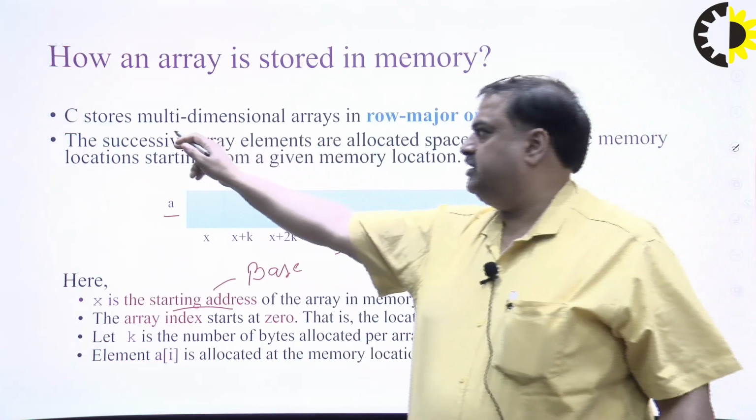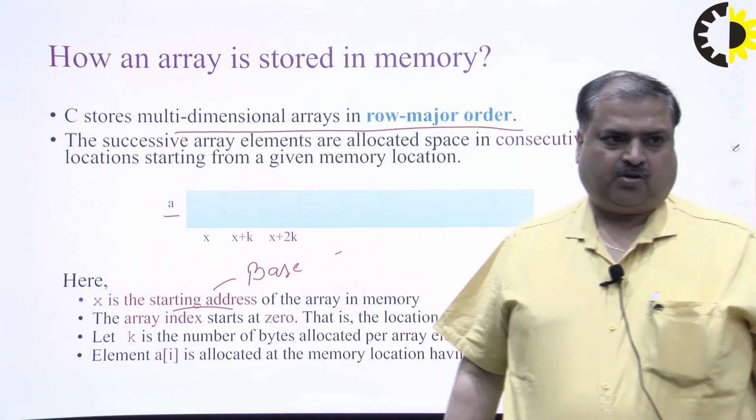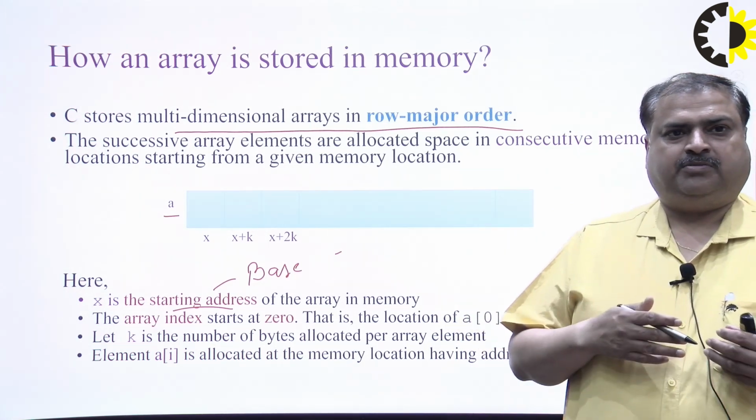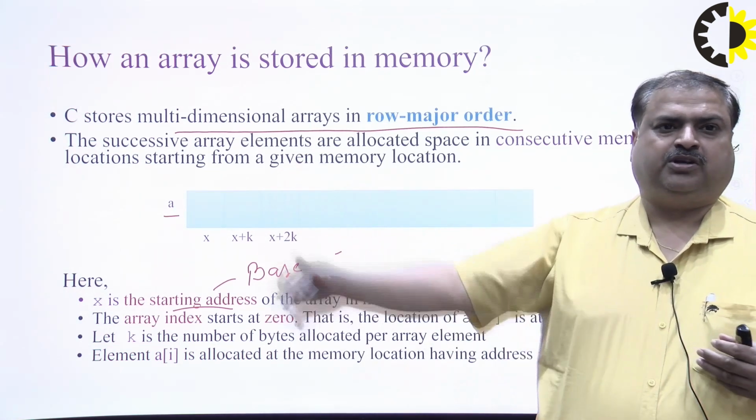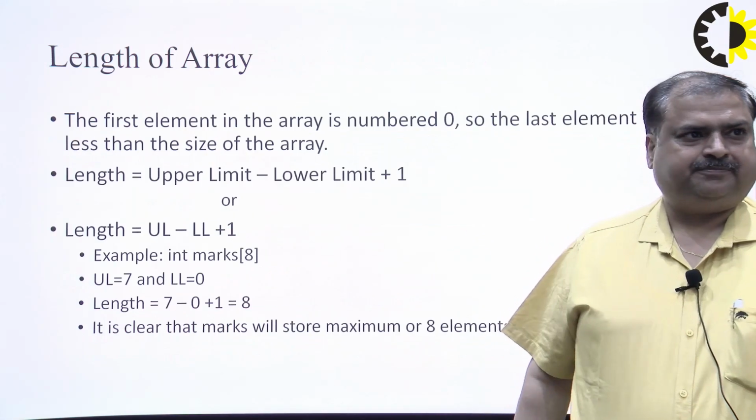So, basically C stores multi-dimensional arrays also in row major order. So, in multi-dimensional also it will be stored in row major, and for 1D it will be stored in row major.